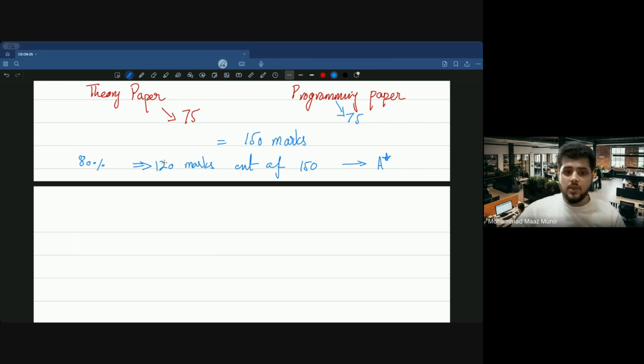So, we need to score 120 at a minimum, right? So you can aim for 60 marks in your P1 and 60 marks in your P2.